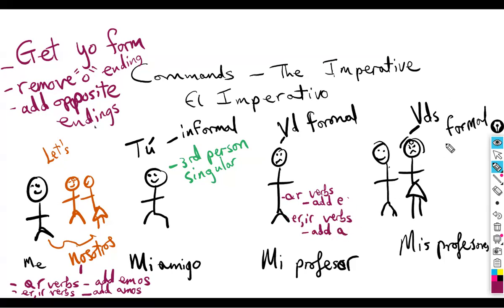For ustedes, similar pattern, opposite. So for AR verbs, normally we would add AN, like hablan, but we would add EN for the command. For ER and IR verbs, normally we would add EN, so we take the opposite and add AN. And this is all we've done so far.